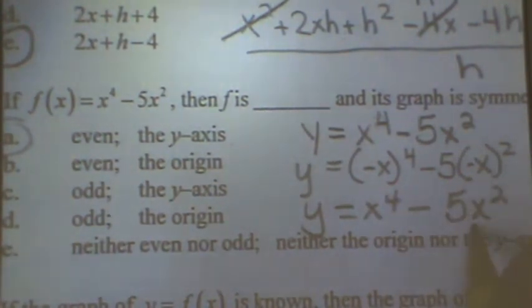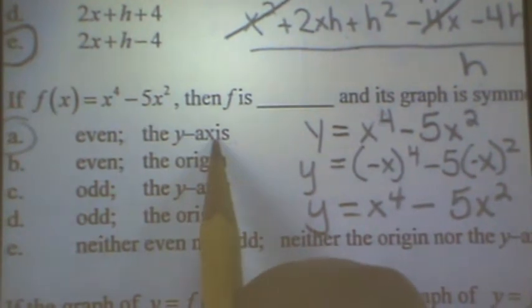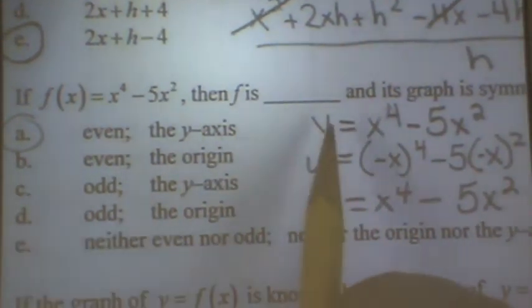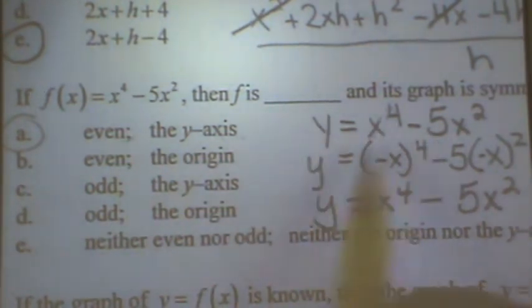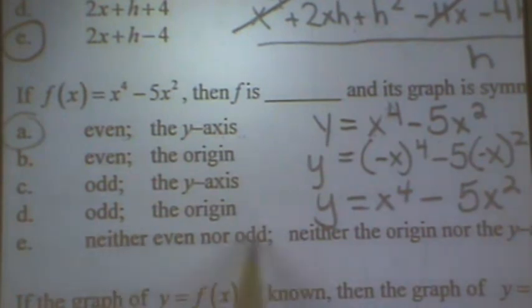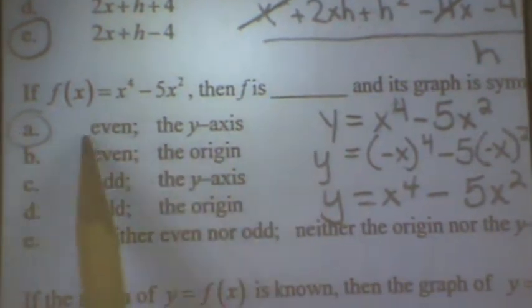So because if you replace x for negative x, that means it has symmetry to the y-axis, which means it's an even function. Odd means if I replace both x and y, in this case it would not work. But neither means it's not even or odd. So A is the correct answer.